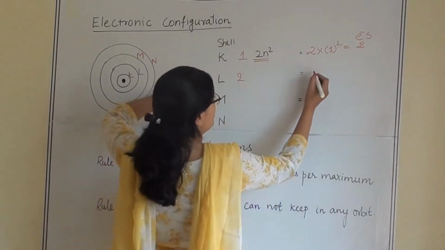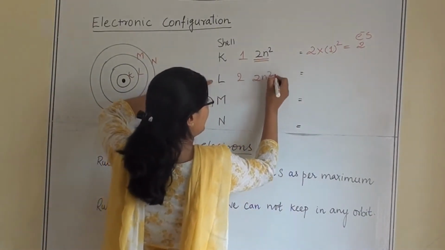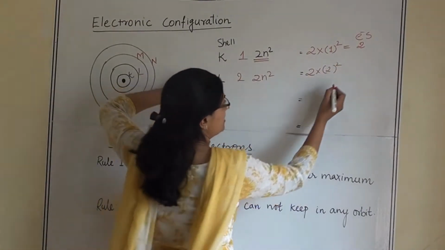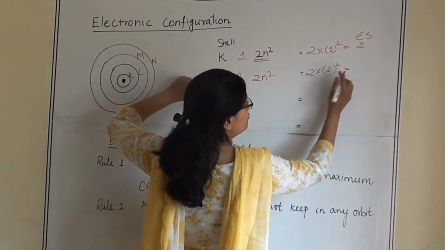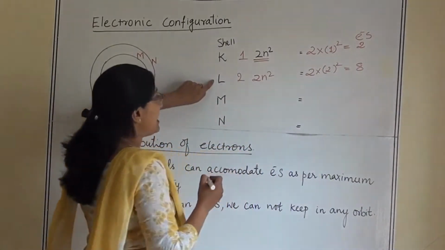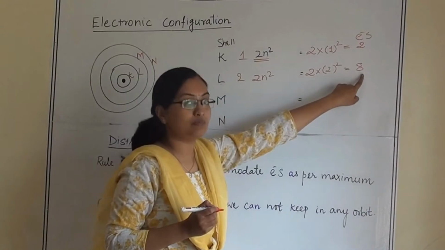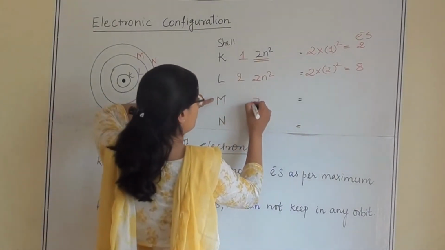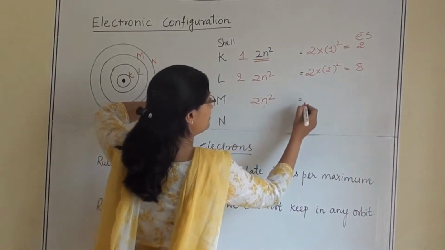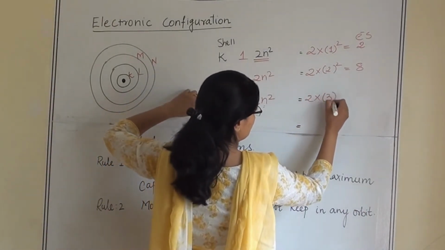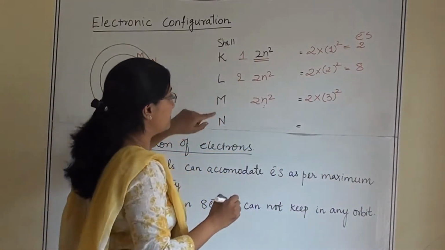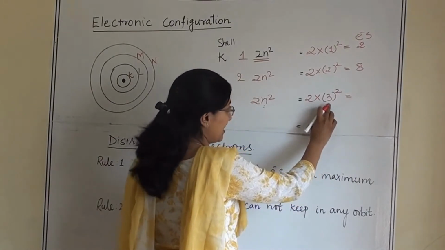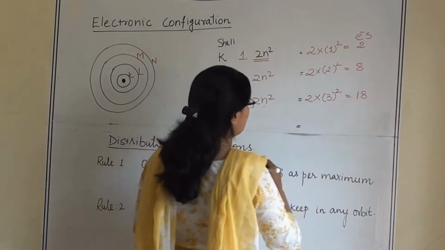Now L. According to 2n square, it will be 2 into 2 square. So it will be 4 into 2, 8. So in the L orbit, we can accommodate a maximum of 8 electrons. M is our third orbit. So 2n square, and at the place of n we will keep 3 because that is our third orbit. Which number are we going to get here? 3 into 3, 9 into 2, 18.